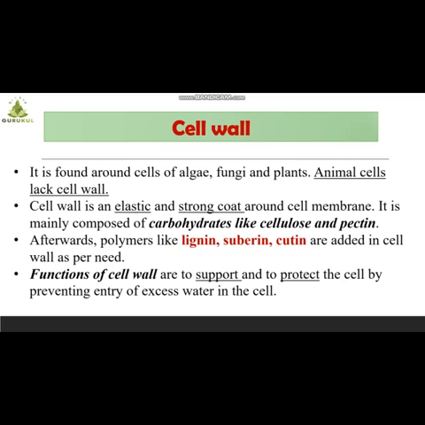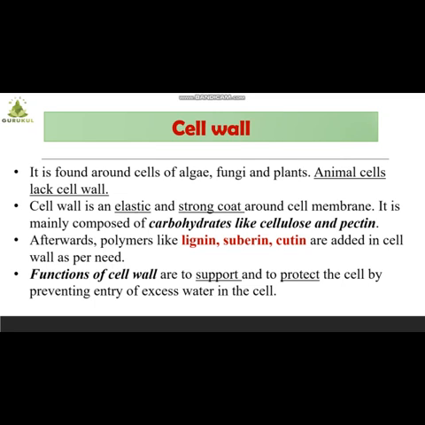The very first part is the cell wall. So what is the cell wall all about? Students, the cell wall is found around cells of algae, fungi and plants. I repeat, it is found around cells of algae, fungi and plants. That means animal cells completely lack the cell wall. Animal cells do not have a cell wall.